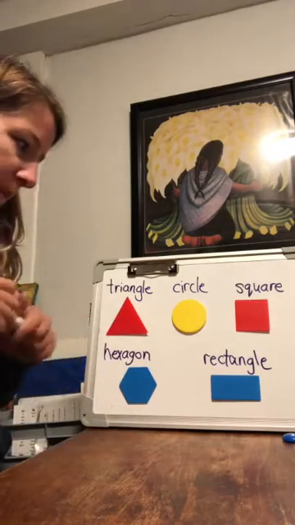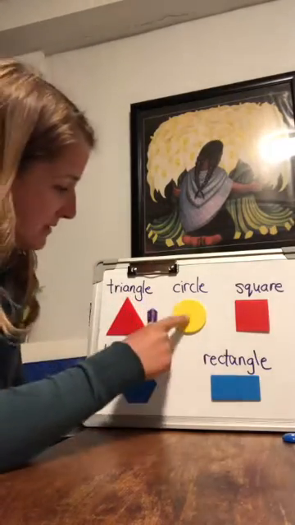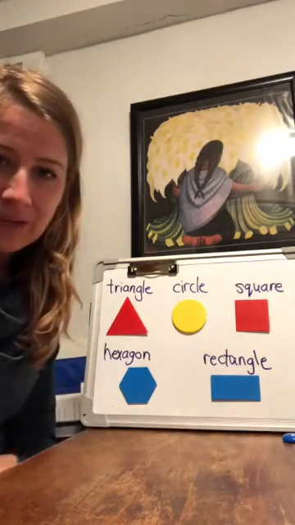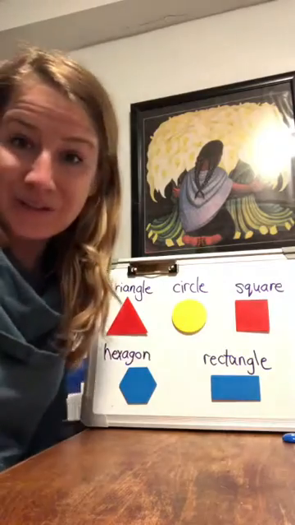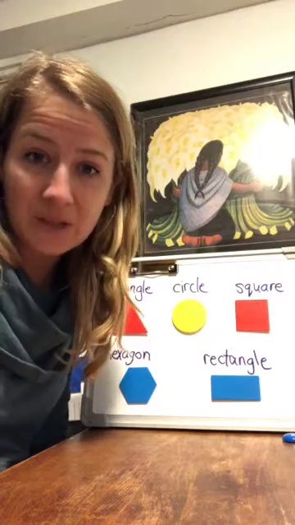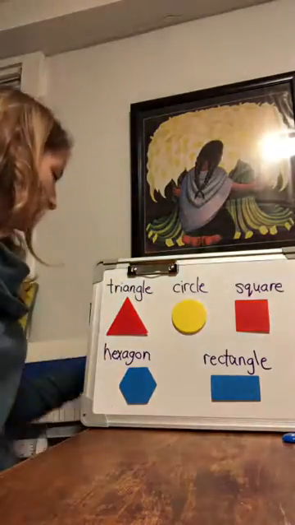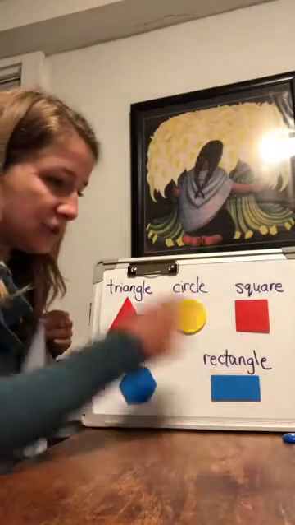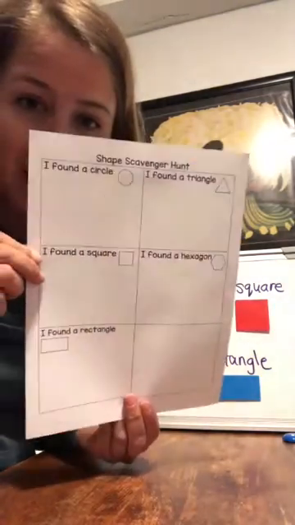Okay, so these are the 5 shapes we're going to concentrate on. The triangle, the circle, the square, the hexagon, and the rectangle. And now I want you guys to get up and moving, and I'm going to send you on a little scavenger hunt. You can have the scavenger hunt in your house. You can do it outside. You could do it on the street or in your yard. And what you're going to do is you are going to be looking for each of these shapes where you're doing your scavenger hunt, okay?